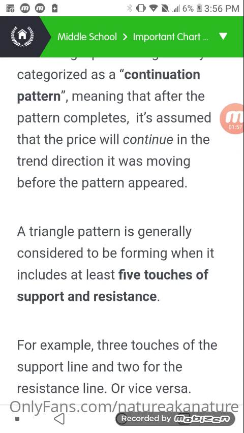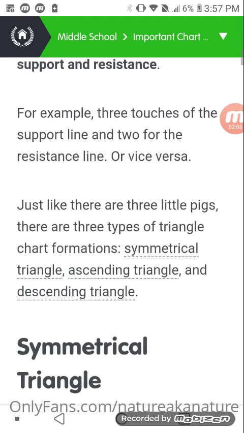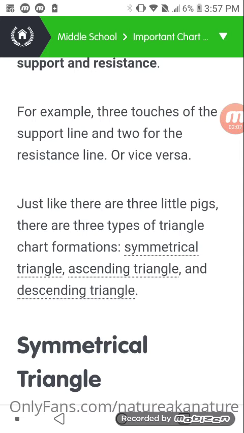A triangle pattern is generally considered to be forming when it includes at least 5 touches of support and resistance. We're going to break that down for you. For example, 3 touches of the support line and 2 of the resistance line, or vice versa. Just like there are 3 little pigs, there are 3 types of triangle chart formations: symmetric triangles, which are like the bullish and bearish pennant triangles, then the ascending triangles and the descending triangles.